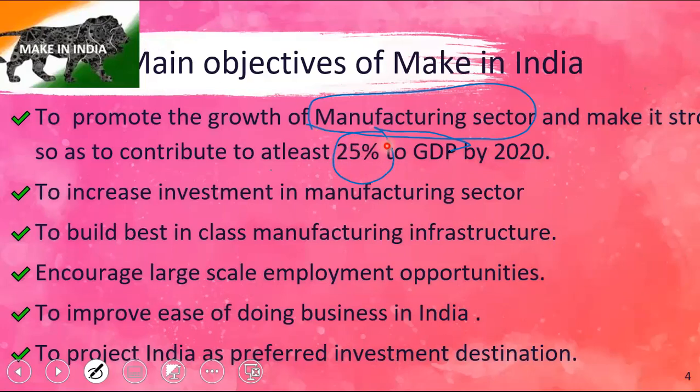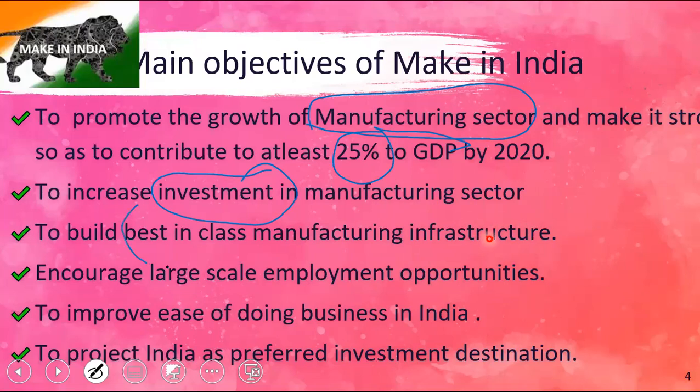Then to increase the investment in the manufacturing sector. This is important. Manufacturing sector investment has to be increased. Then from where the investment will come? Investment will come either from the private sector or from the foreign companies. Don't think that government will be fully protecting these companies. No, private companies have to face the competition from the foreign companies to build best in-class manufacturing infrastructure.